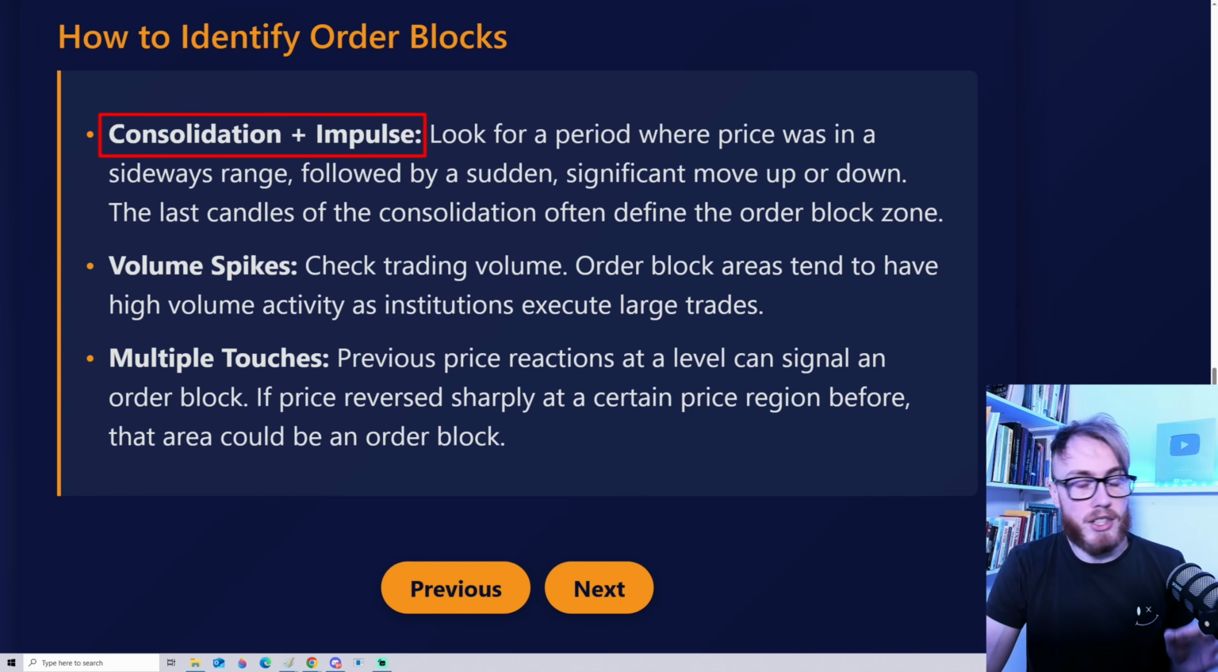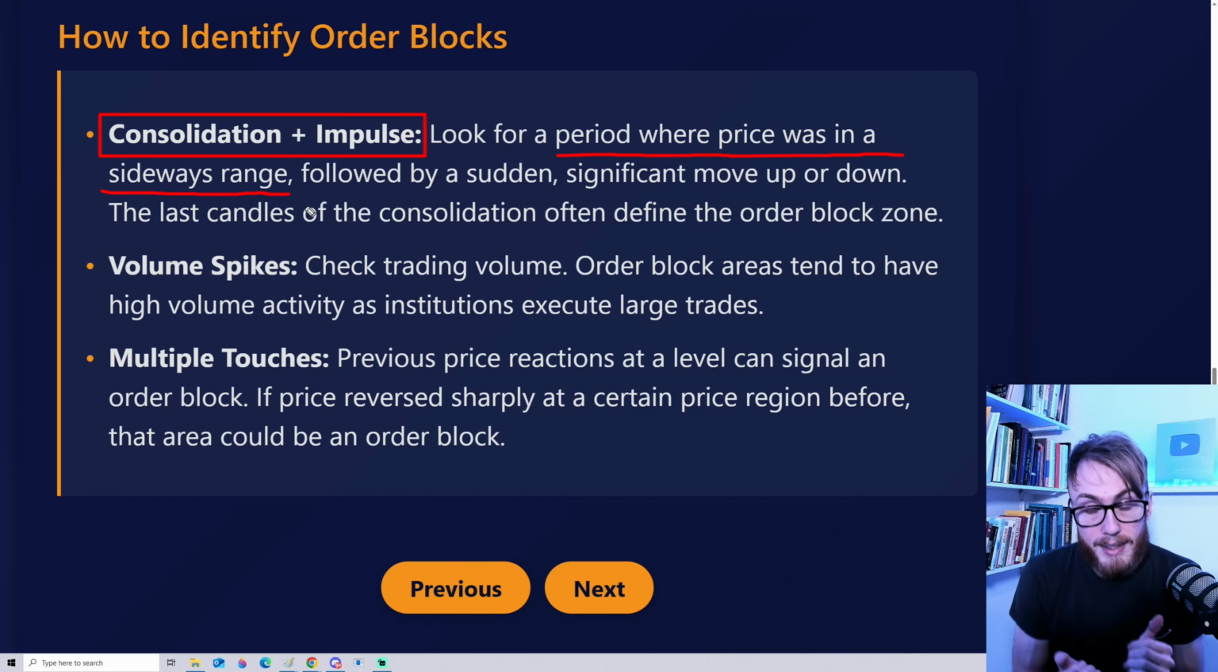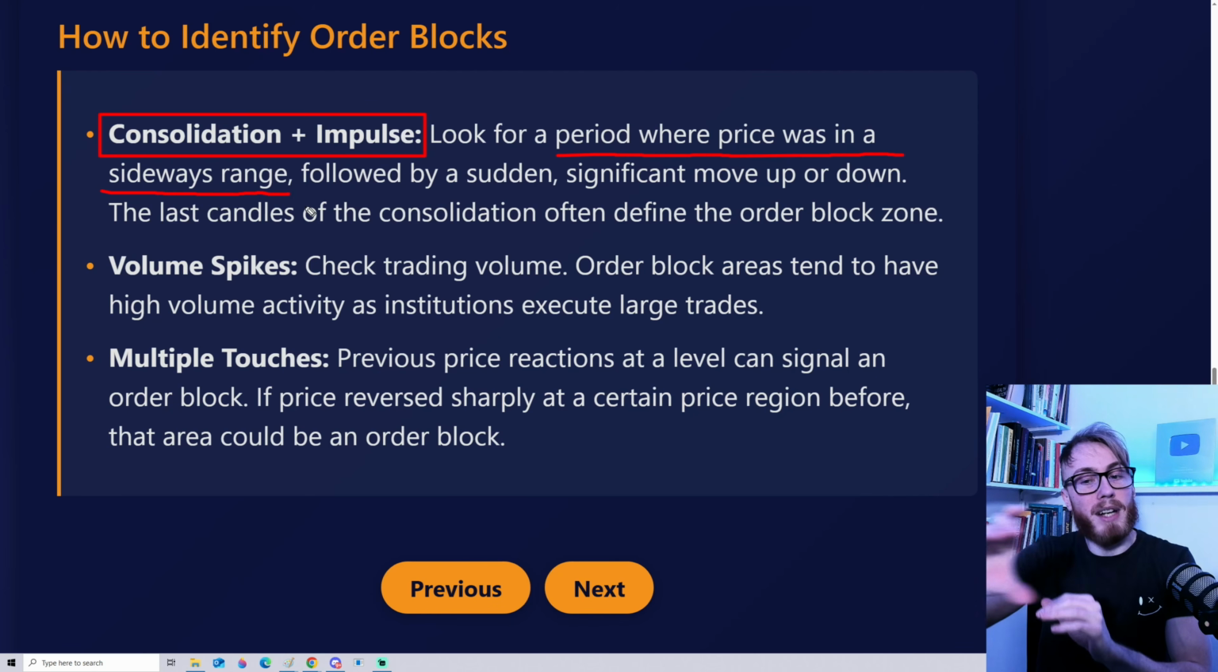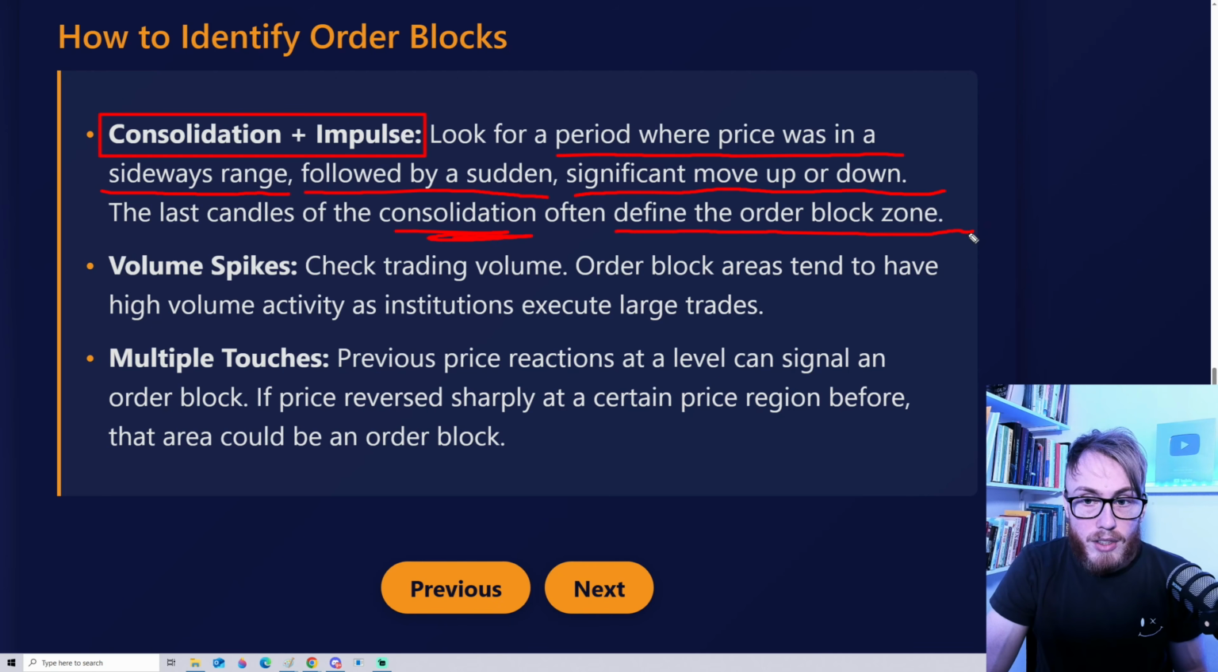First, consolidation and impulse. What we want to look out for is basically a period where the price was in a sideways range. Usually before the big move we're looking out for, we want the price to go sideways and tight. So first a sideways range, and then followed by a sudden significant move up or down. These are the two main things we're looking out for. And the last candles of the consolidation often define the order block zone. I will show you guys step by step how we can actually define the zones here.